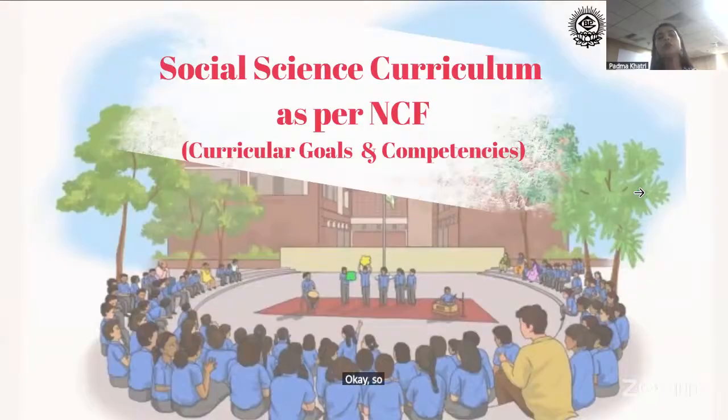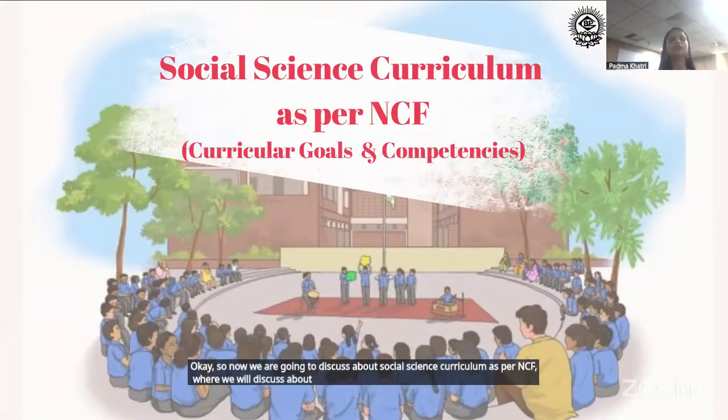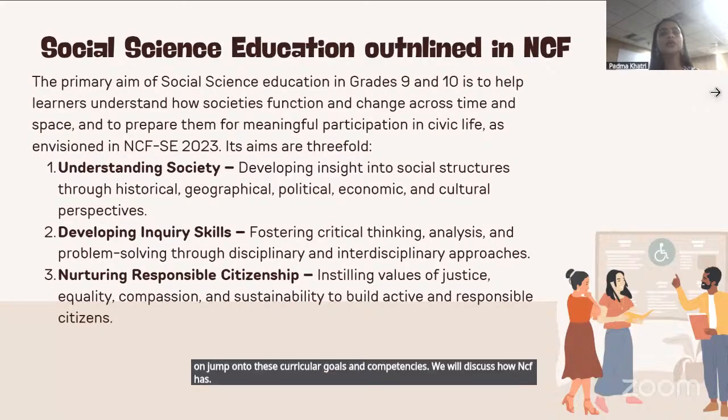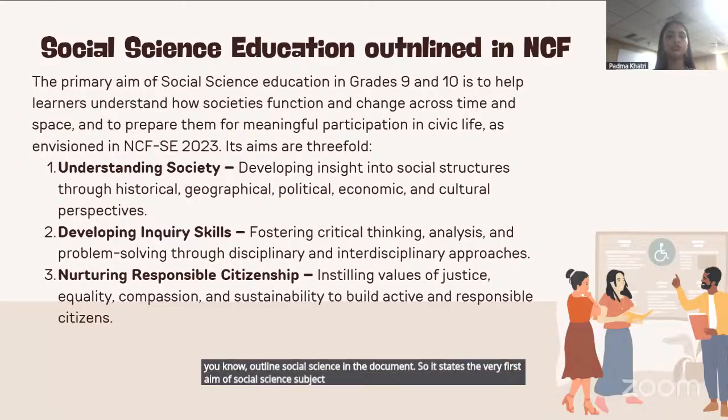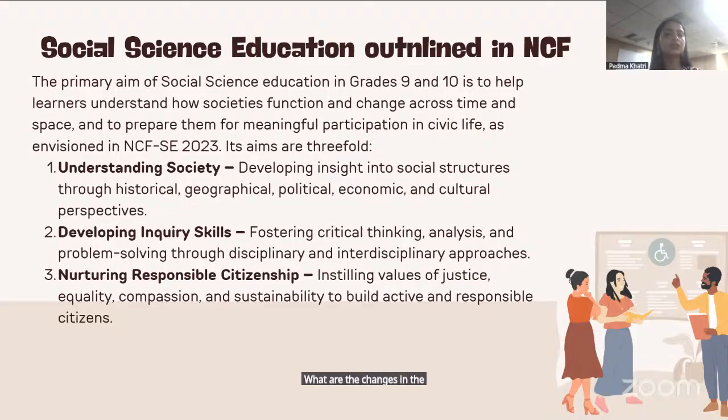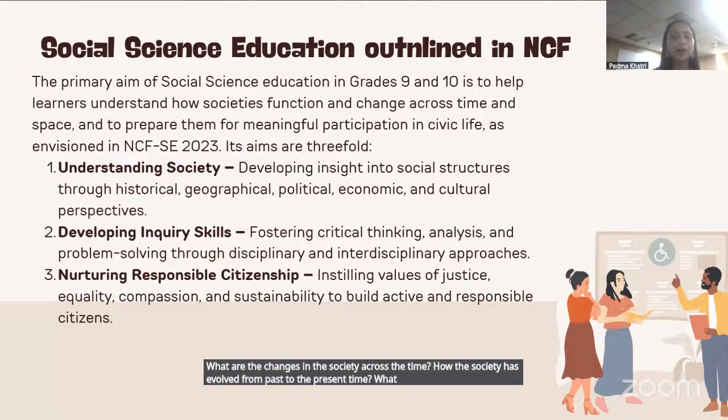Okay, so now we are going to discuss the social science curriculum as per NCF, where we will discuss curricular goals and competencies. Before we jump onto these curricular goals and competencies, we will discuss how NCF has outlined social science in the document. It states the very first aim of social science education for grades 9 and 10 is to help the learners understand how the society works, what the changes in the society across time are, how the society has evolved from the past to the present time, what was there in the past, what is there in the present, and what is the scope.